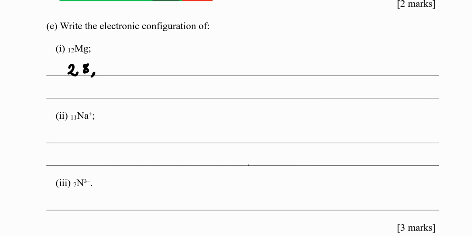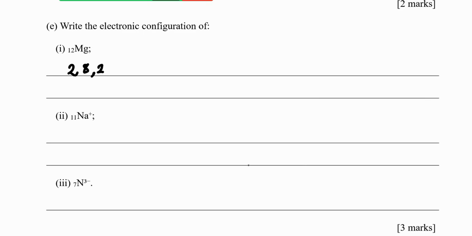So the third energy level is now going to have 2 electrons. It's supposed to have a maximum of 8, but if we're having 8, we're exceeding 12. So the remaining number of electrons we have is 2. So 2, 8, 2. This is the electronic configuration for magnesium.